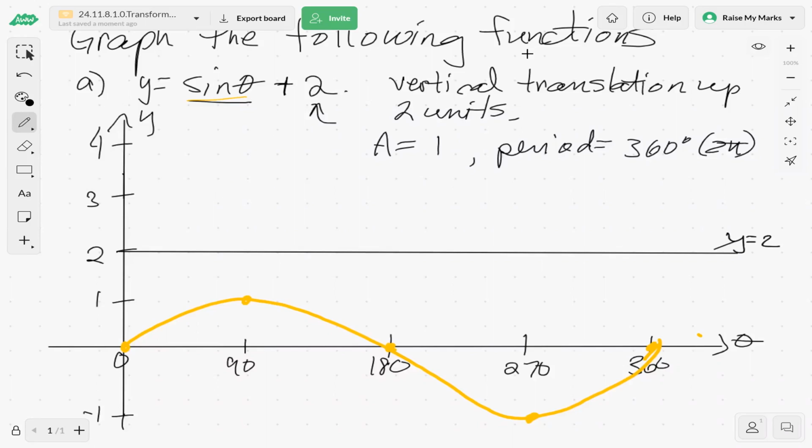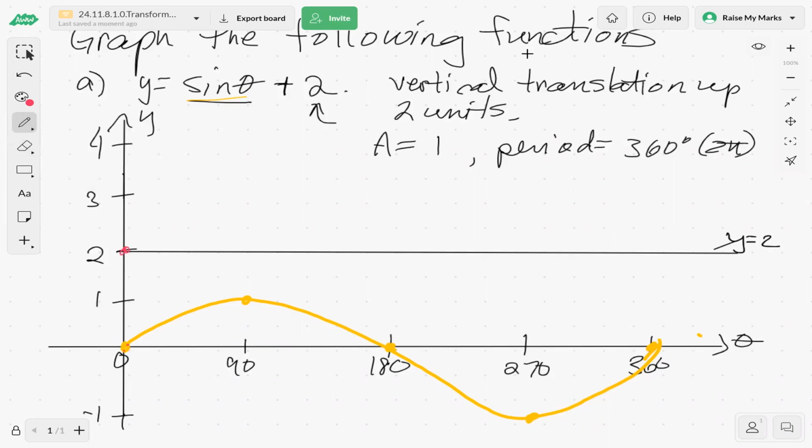So now this yellow curve, everything's going to be shifted up 2 units and is going to oscillate about this new axis. So let's pick another color. Let's say pink. So when theta equals 0, everything shifts up 2 to 2.